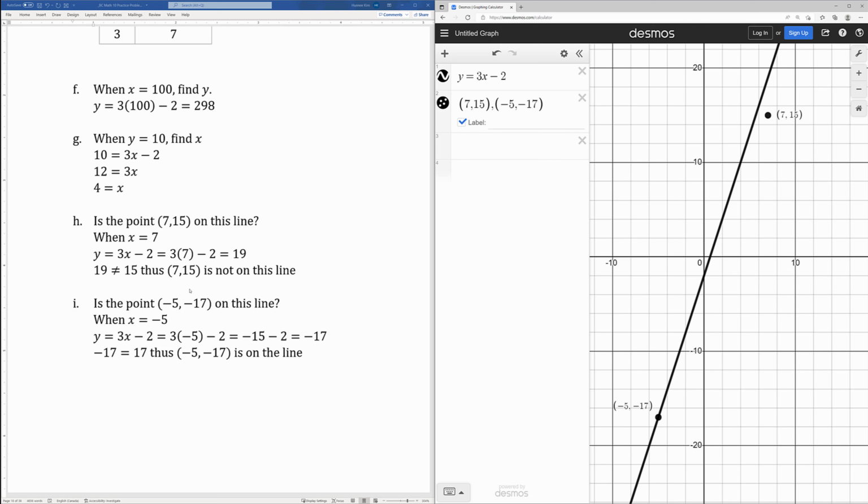Now, what about the point negative 5, negative 17 over here? Visually, we see that indeed it is on the line. Algebraically, when x equals negative 5, again, substitute into the line equation here. 3 times negative 5 is negative 15, minus 2 is negative 17, which is the same as the y value here. So we calculate the y value algebraically to be negative 17, which happens to be the same as the y value of this point. So indeed, this point is on the line.